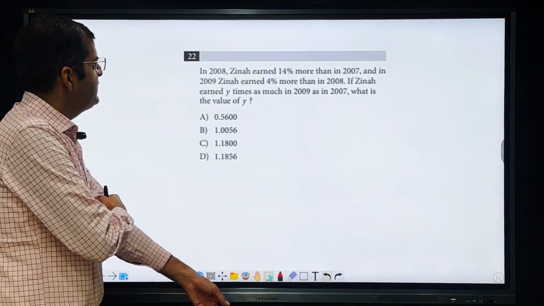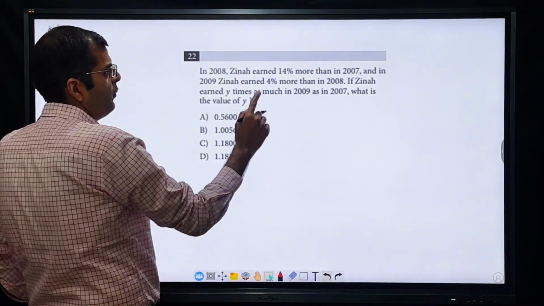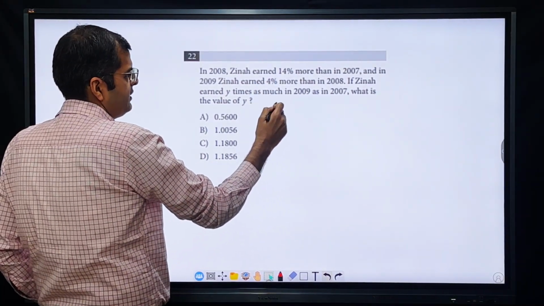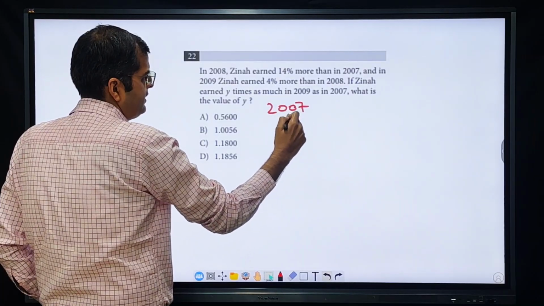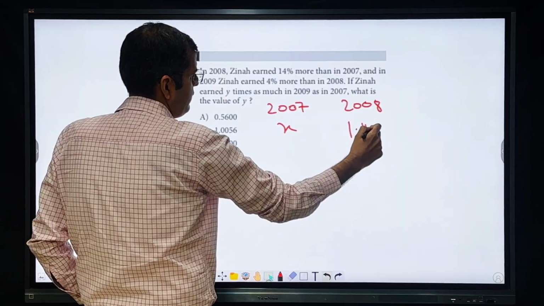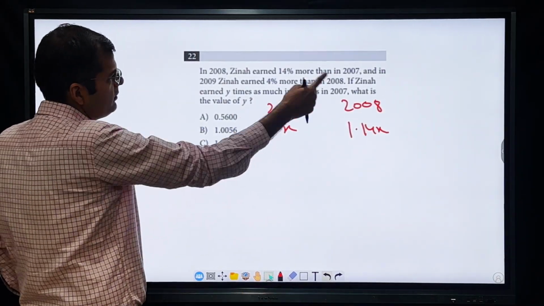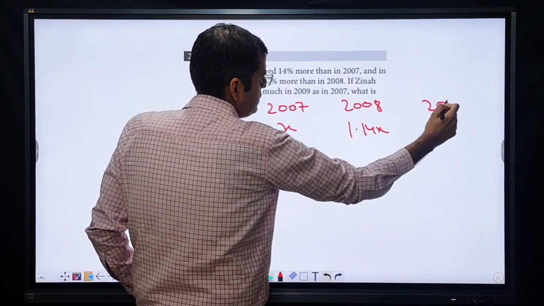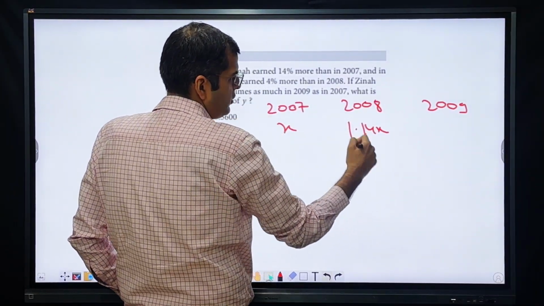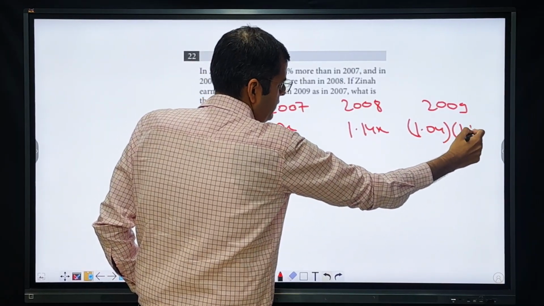Now this question says in 2008, Zina earned 14% more than in 2007. So in 2007, let Zina earn x. So in 2008, Zina earned 1.14x. And in 2009, Zina earned 4% more than in 2008. So in 2009, Zina earned 4% more than this. That means 1.04 times 1.14x.